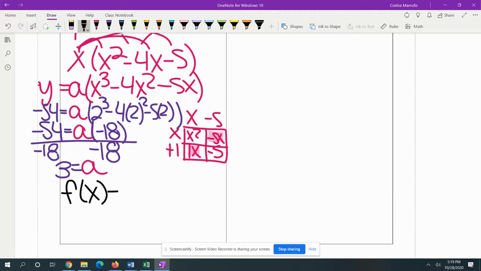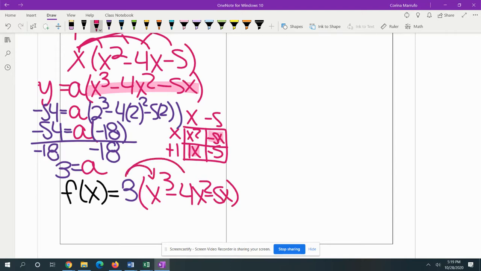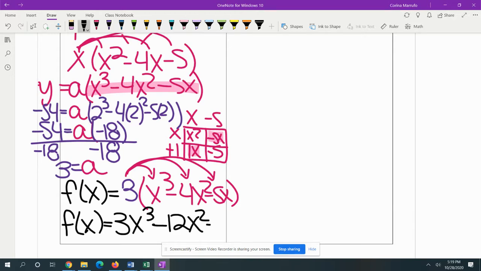f of x equals, we're going to take the 3 that we found out a was, and we're going to have to multiply it times our function, which is what we got here. So x to the third power minus 4x squared minus 5x. Okay, so we're going to have to distribute this 3 to each term, and that will tell us what our function is equal to. Okay, so f of x equals 3x to the third power minus 12x squared minus 15x. And that's it. That would be your solution.